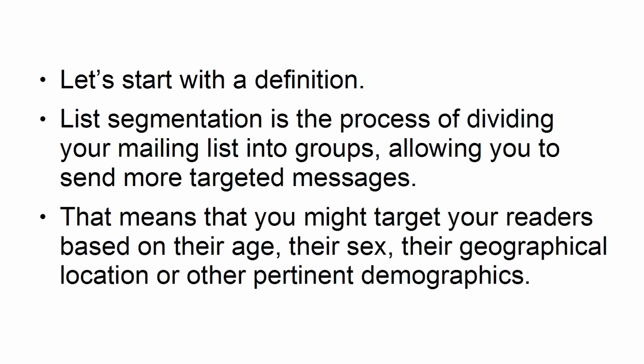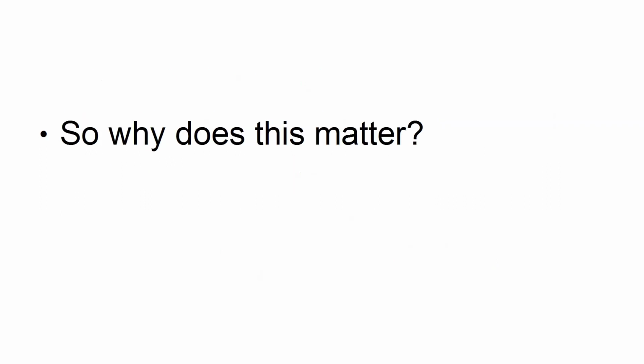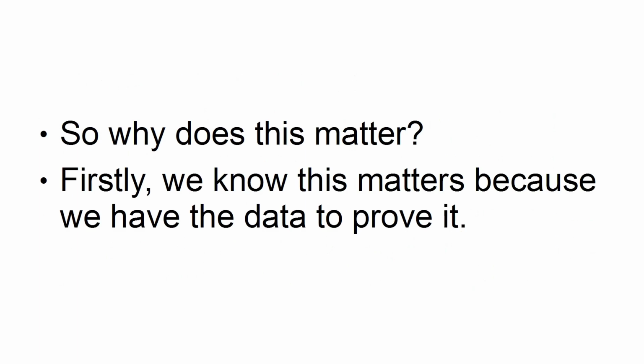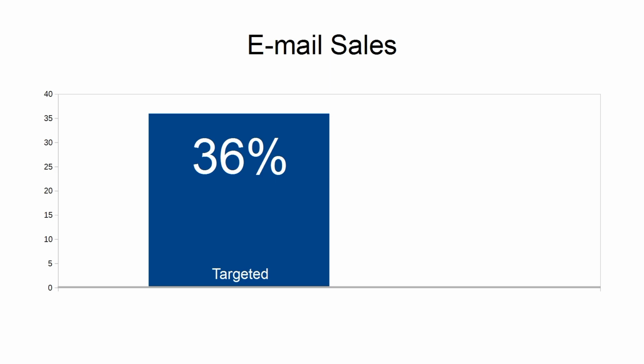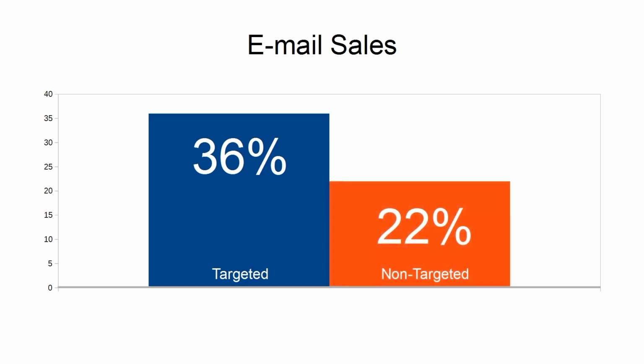That means that you might target your readers based on their age, their sex, their geographic location, or other pertinent demographics. So why does this matter? Firstly, we know this matters because we have the data to prove it. According to research, targeted emails account for 36% of email sales versus 22% from non-targeted messages.